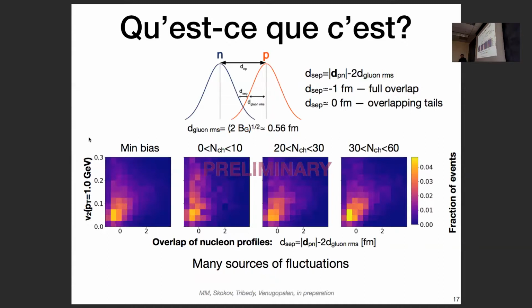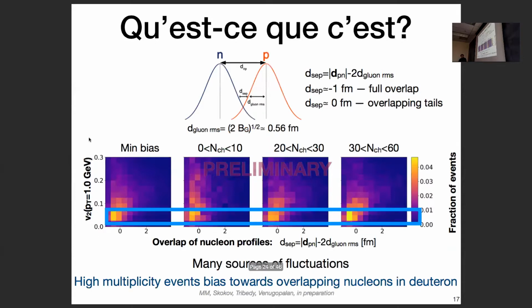But going with this at least, we can see so here I'm binning both as a function of the separation of their tails, what I call d-sep here. So I bin as a function of this, and then also as a function of multiplicity, and as a function of the value of V2 at 1 GeV, just for simplicity. And I understand that this is very busy.